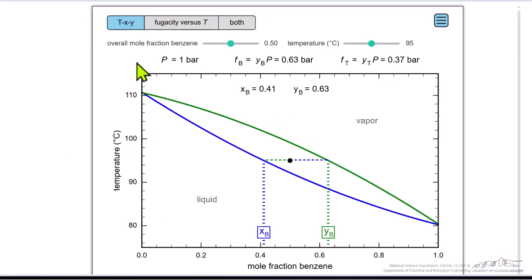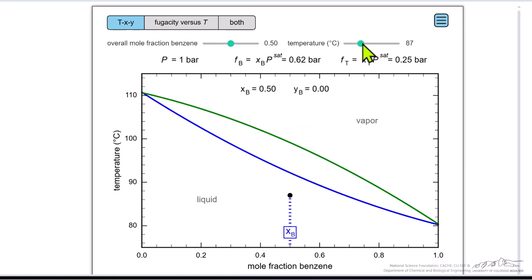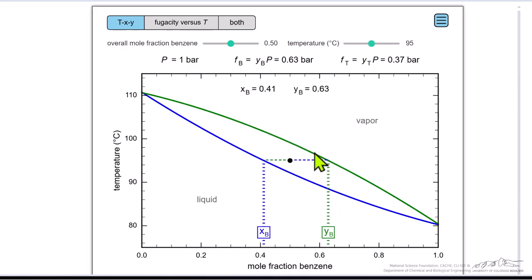And so the TXY diagram, if we start at low temperature and we increase the temperature, remember, we're increasing fugacity because we're increasing the saturation pressure. Now we hit the two-phase region. Here's the fugacity of benzene. It's going to be the gas phase mole fraction times the pressure. So it's a high value, and as I keep raising the temperature and get more and more into the vapor phase, then the fugacity of benzene is decreasing, and the fugacity of toluene is increasing.